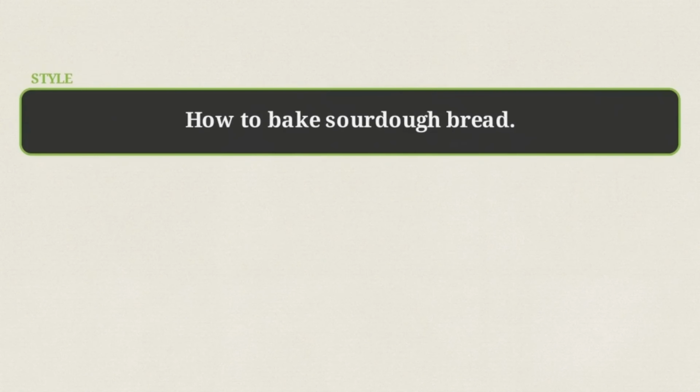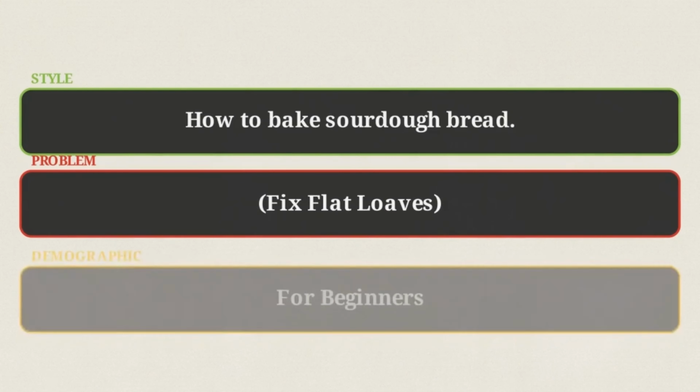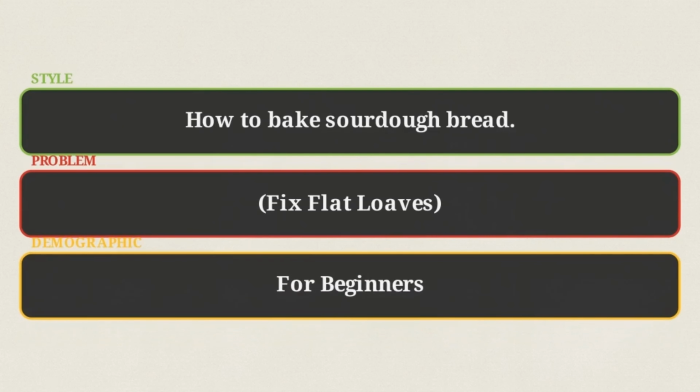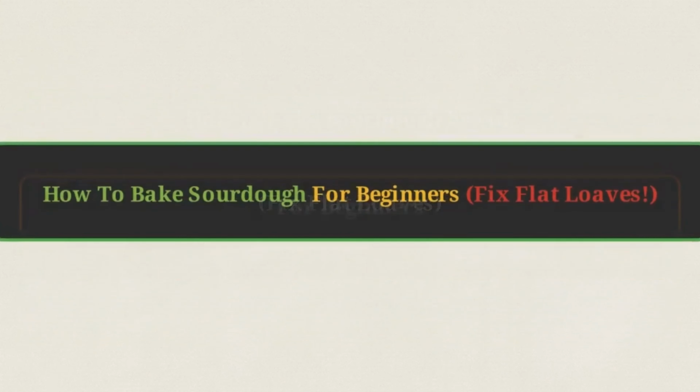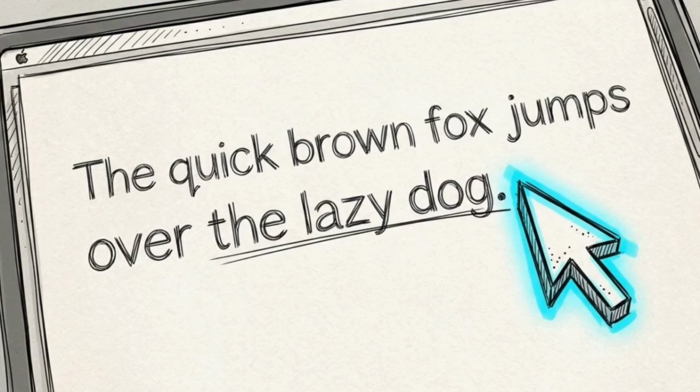To assemble the title, we start with making bread. The style framework transforms this into how to bake sourdough bread. We add a specific problem: fix flat loaves. Finally, adding the audience callout, the finished title becomes how to bake sourdough for beginners, fix flat loaves. Combine the 3 components you've written down into one cohesive sentence on your page.